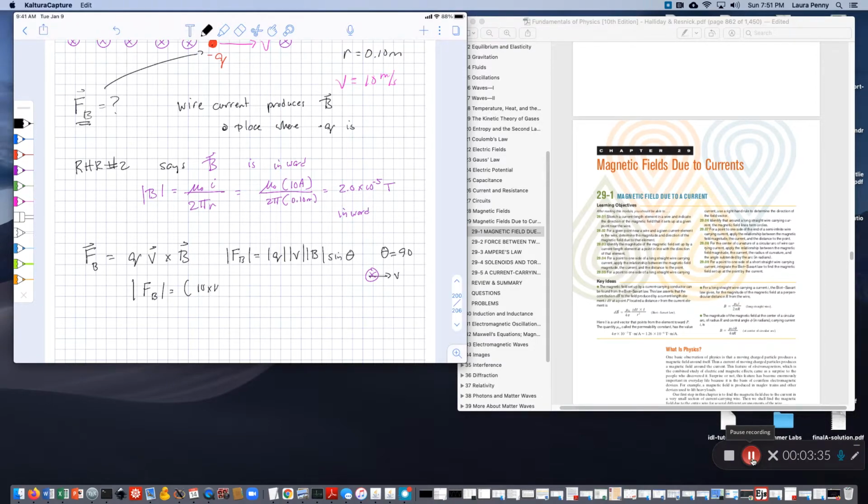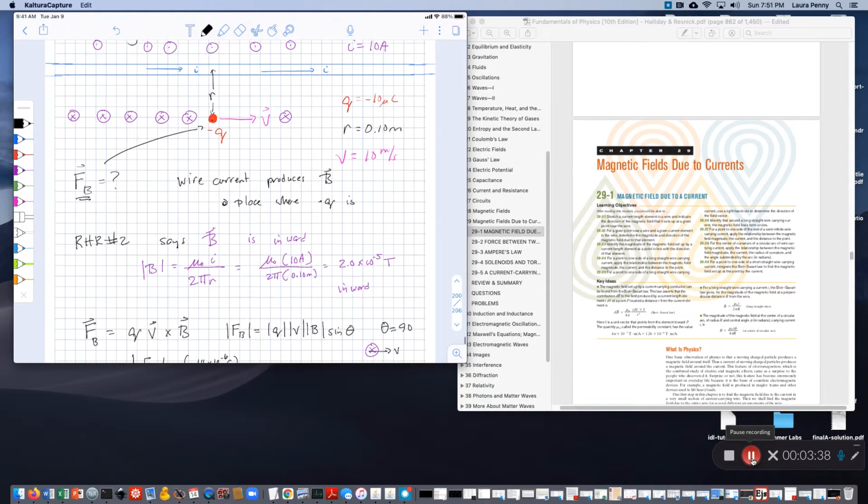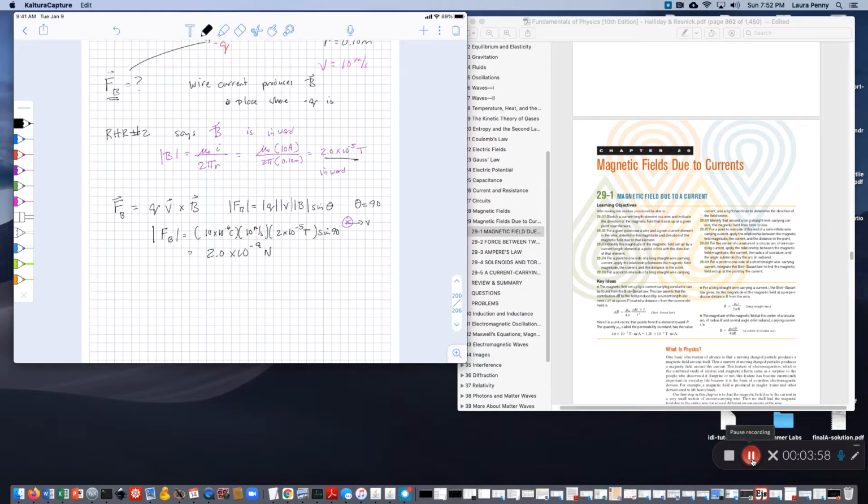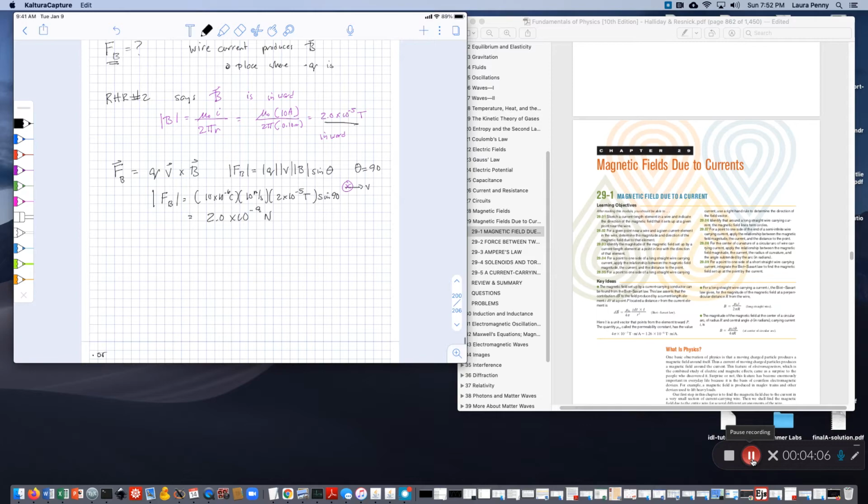And so the magnitude of my magnetic force is 10 microcoulombs. This is the magnitude of the charge, so don't put in the negative. The velocity is 10 meters per second, then I have a magnetic field strength of 2 times 10 to the negative 5 Teslas, and then the sine of 90. This is a very, very weak force, but nonetheless it's a force, 2 times 10 to the negative 9 newtons.